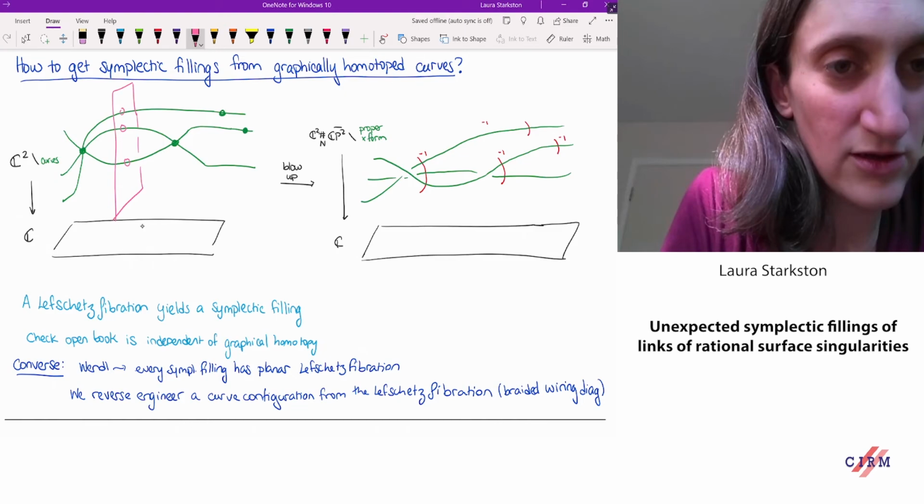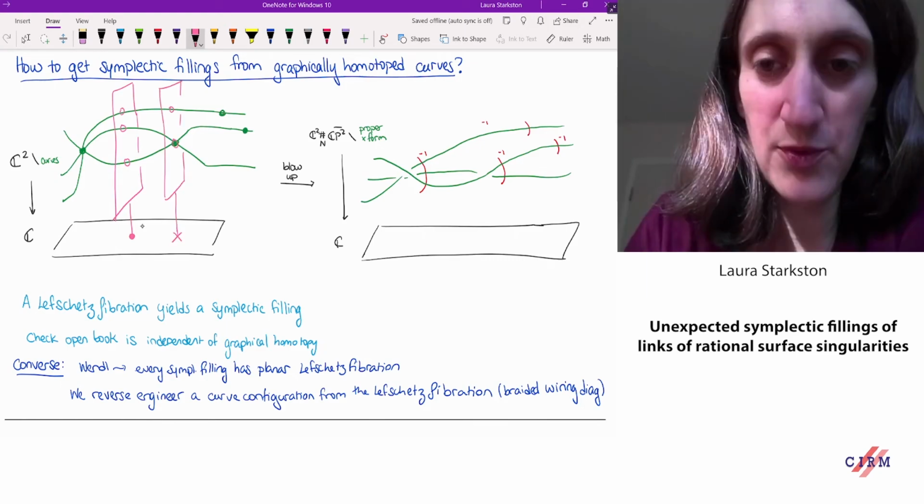And to make the singular fibers maybe still singular, but a little bit better, I'm going to blow up at each of those marked points. And that's going to change.